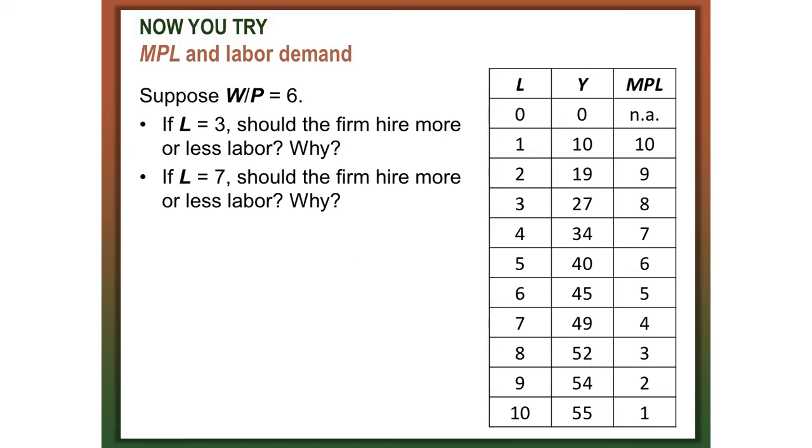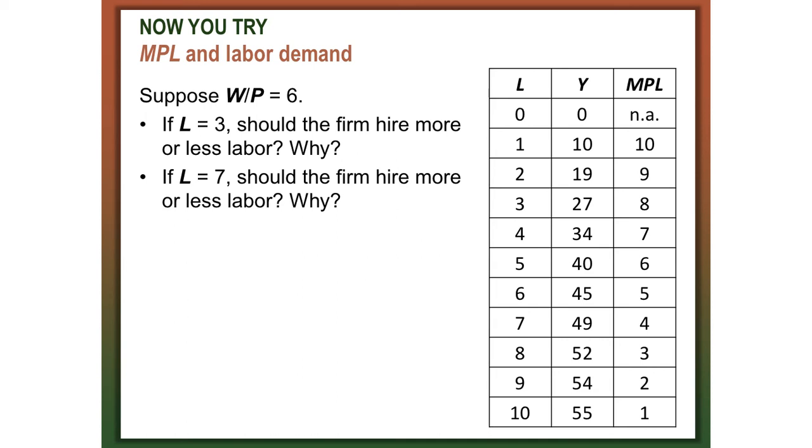So, well, let's consider a couple possibilities. What if L is 3? What if they decide to hire 3 workers? Well, the third worker contributes 8 additional units of production, and we only have to pay them 6. So is that a good deal for the firm? Absolutely, right? The benefit to the firm is 8 additional units of production. They only have to pay them 6. So yeah, that's a great deal.